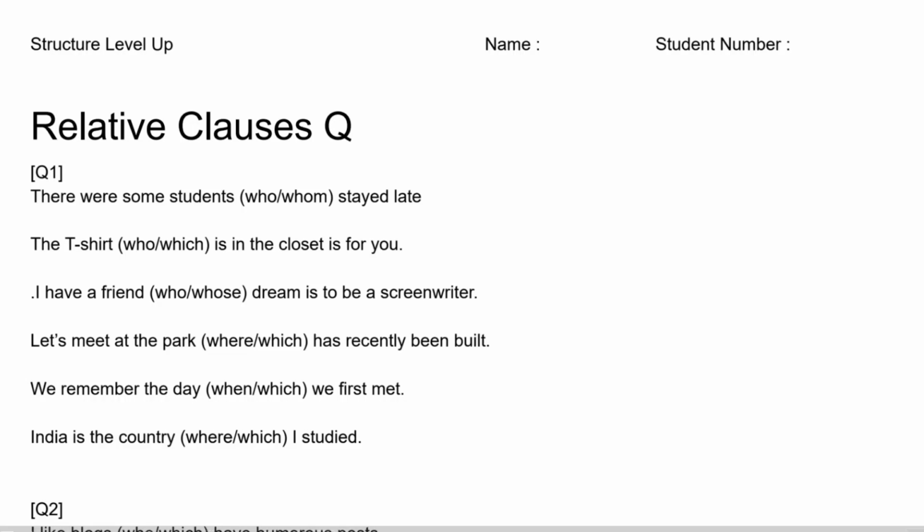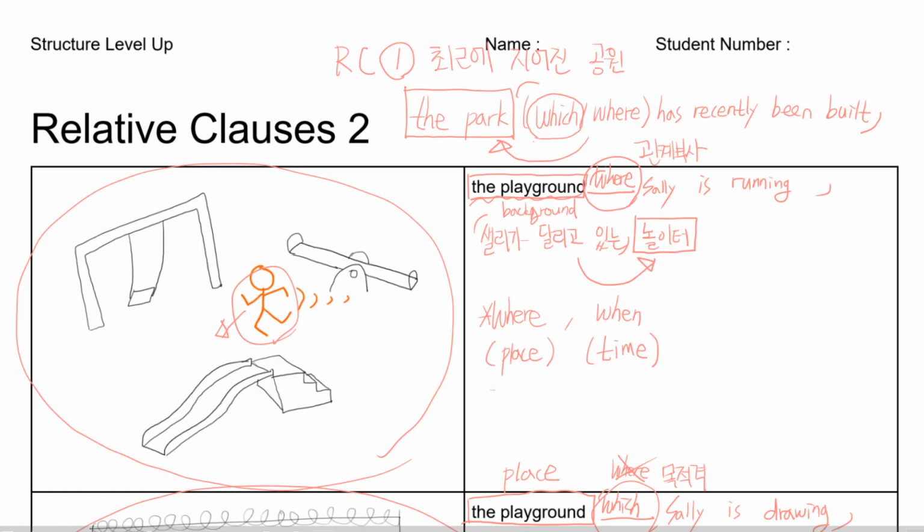We're gonna do just 2 questions here. Let's do this and let's do this. Before we do that, let's come back to the first part of this lesson. I said this, right? The park which where has recently been built. So in this bit, I said which is the correct one. So do you know why which is correct now? Do you see the difference?